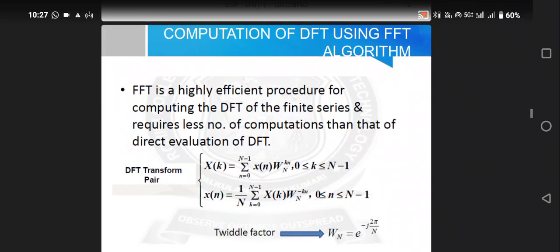Computation of DFT using FFT algorithm. FFT is a highly efficient procedure for computing the DFT of a finite series and requires a smaller number of computations than direct evaluation of DFT. Using the DFT transform pair, the twiddle factor W_N is equal to e to the power of minus j2 pi by capital N.